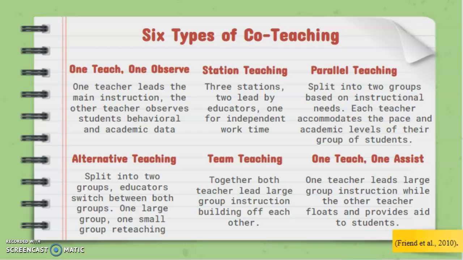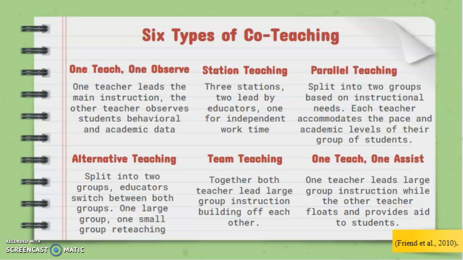The sixth type of co-teaching is one teach, one assist. One teacher is leading the large group instruction while the other educator is floating around and providing individual assistance. This helps co-teachers learn how to collaborate with one another. This can also help build up student confidence because the educator who's floating around is providing positive and corrective feedback to the students. They're praising them, and this allows the assistant to be focusing on reinforcements while the other teacher is just focusing strictly on the content of the lesson.